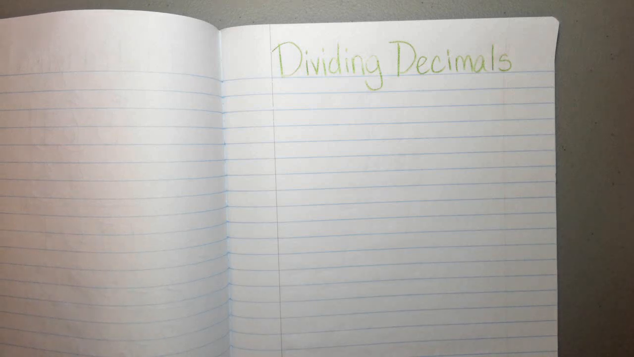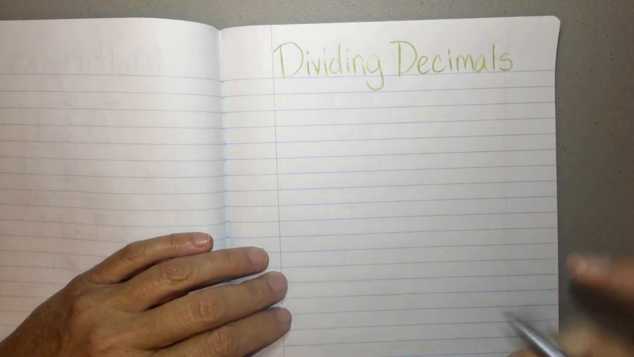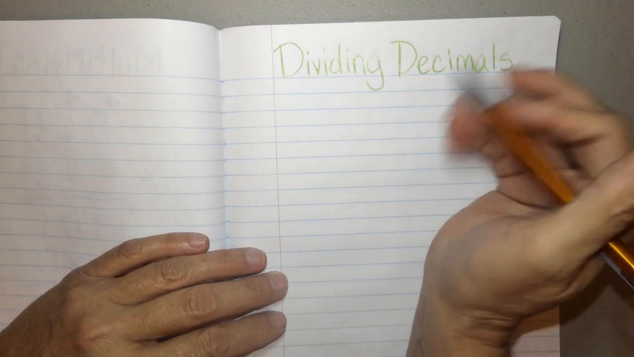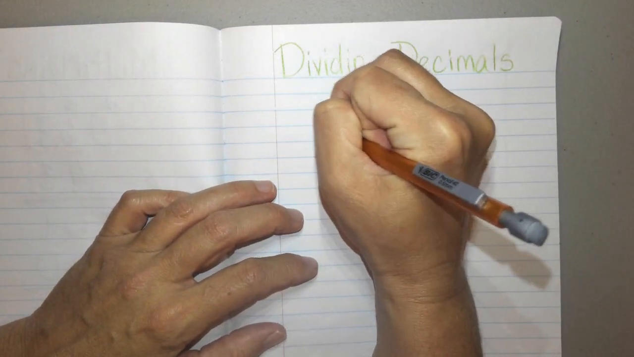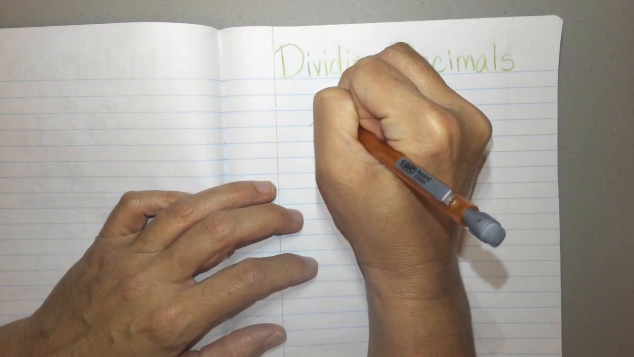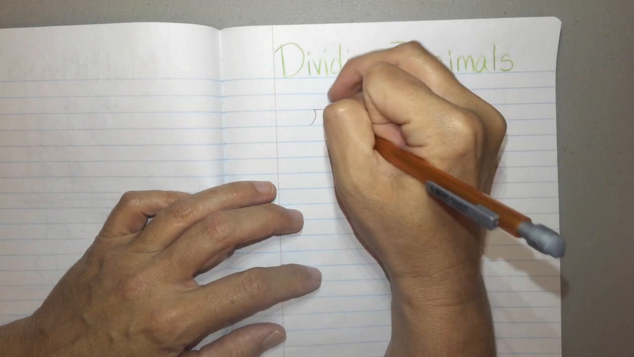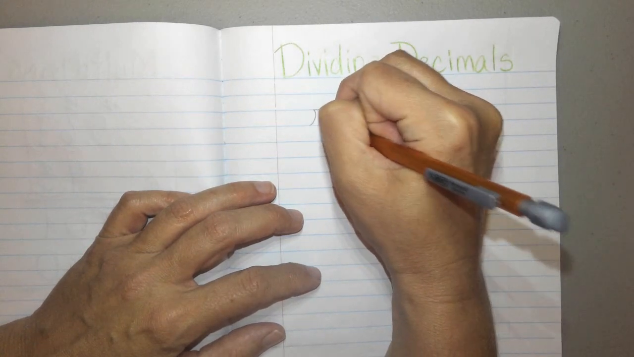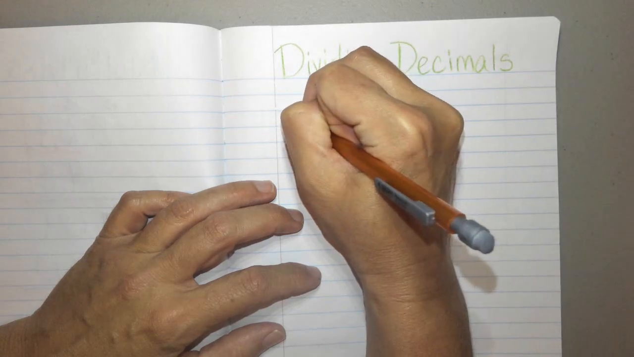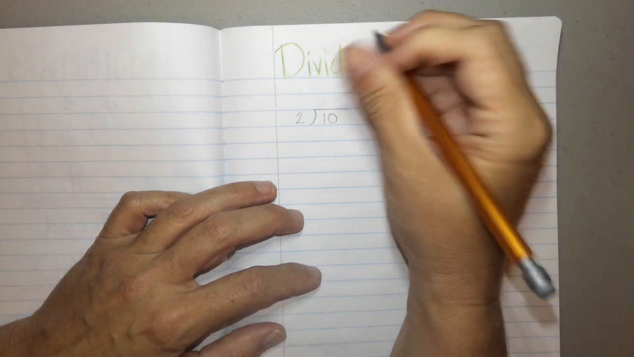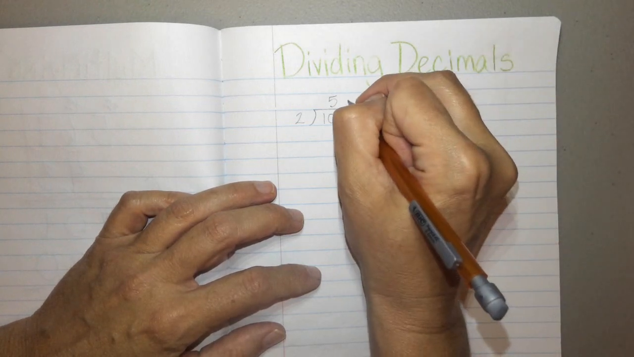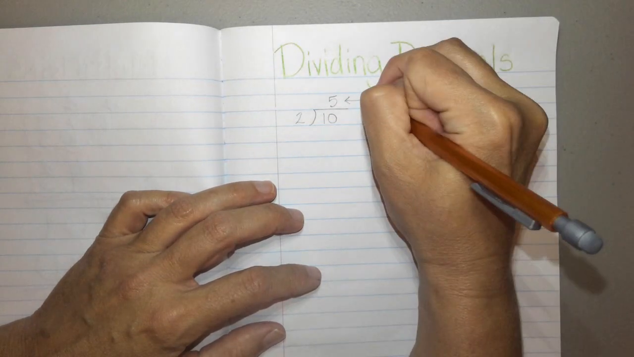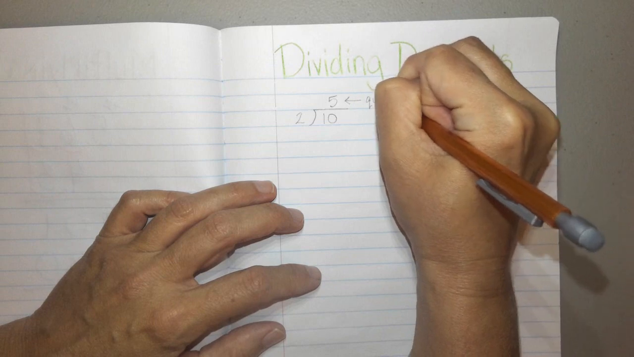Alright, today we're talking about dividing decimals. And there's a couple of different things that we need to talk about first. The first part is the parts to a division problem. So we're going to do something really basic, like 10 divided by 2. 10 divided by 2 is 5. So the number 5 here is the quotient.